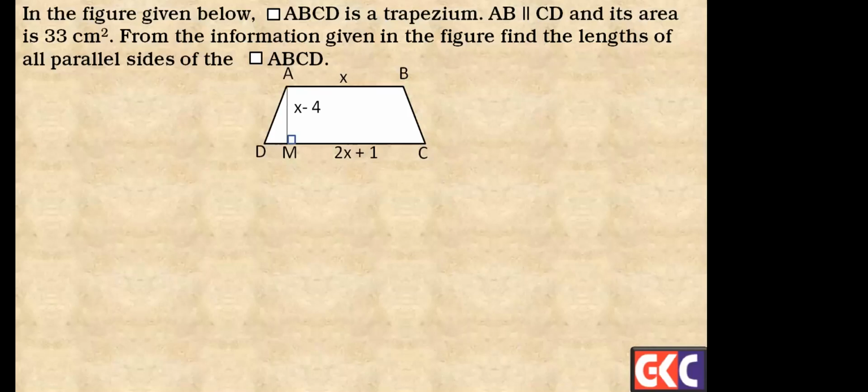I have to find x first, and then after finding x, I can substitute the value and get 2x plus 1. See, x minus 4 I don't have to find, because they didn't ask me to find the height. They just want me to find the length of parallel sides. Fine. Shall we move on with that?